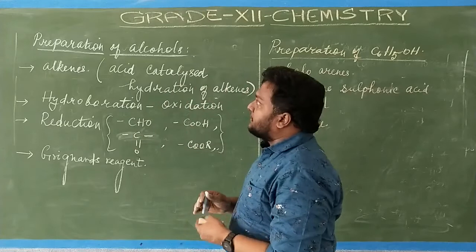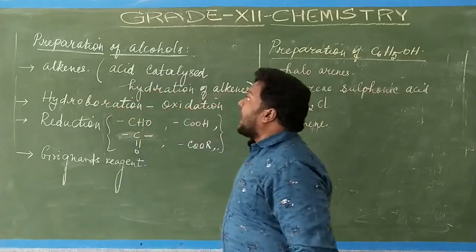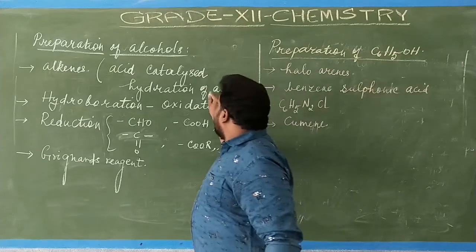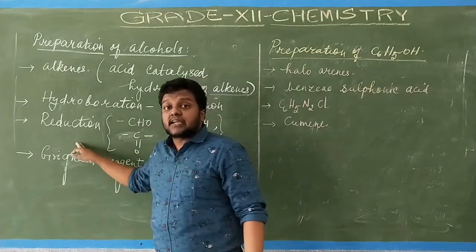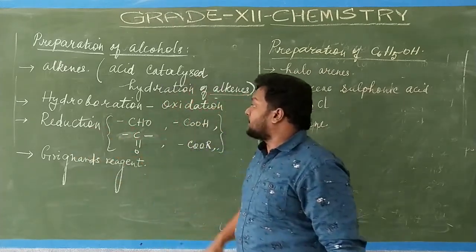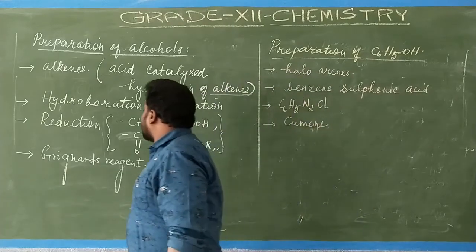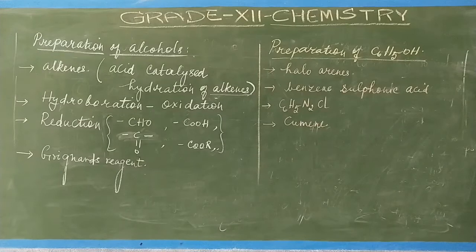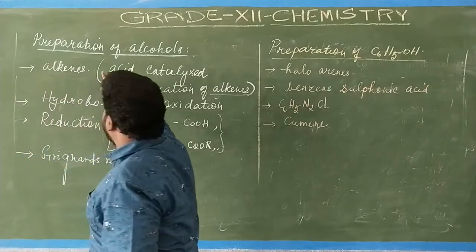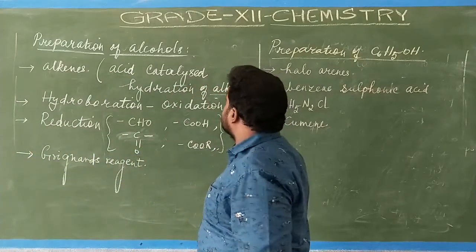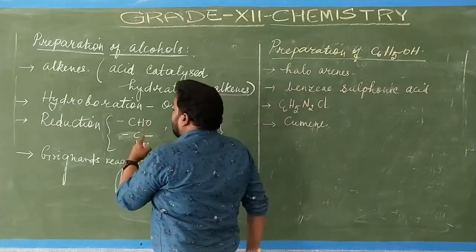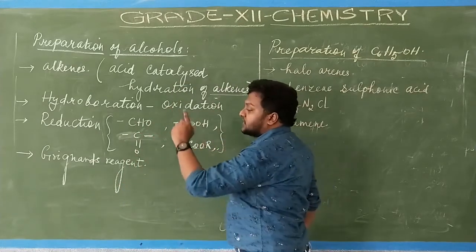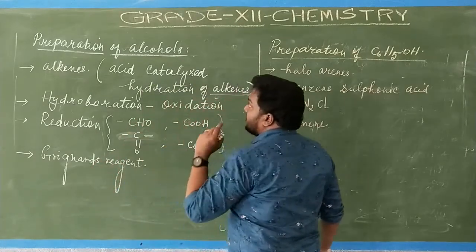Okay, now we will see the preparation of alcohol itself. First method of preparation, from alkenes it can be prepared, that is acid-catalyzed hydration of alkenes. Second one is hydroboration oxidation reaction. Third one is reduction reaction, where aldehyde, ketone, carboxylic acids and esters can be reduced. The fourth method of preparation is from Grignard's reagent. What is the first method of preparation? From alkenes, acid-catalyzed hydration and hydroboration oxidation reaction, then reduction, reducing what? Aldehyde, ketones, carboxylic acid and esters, and the next one is what? From Grignard's reagent also we can prepare the alcohols.